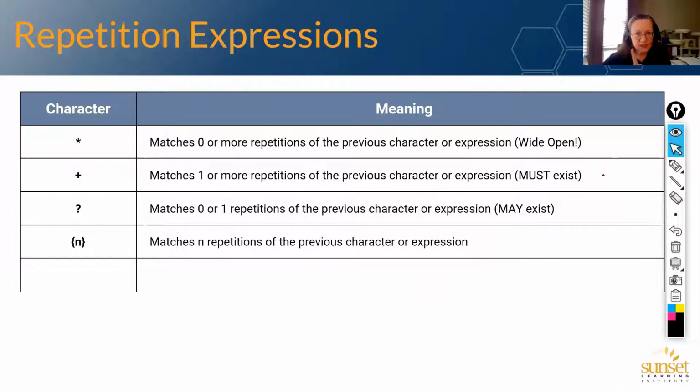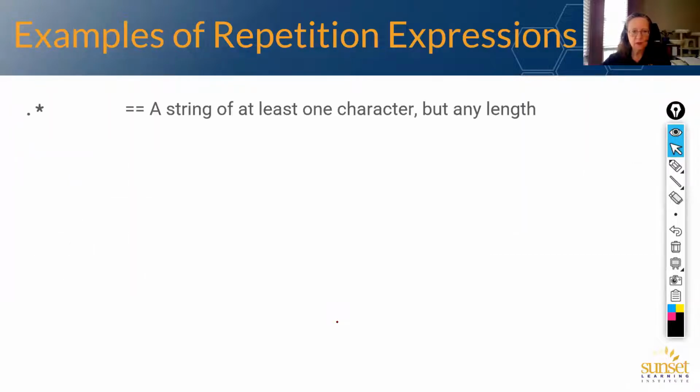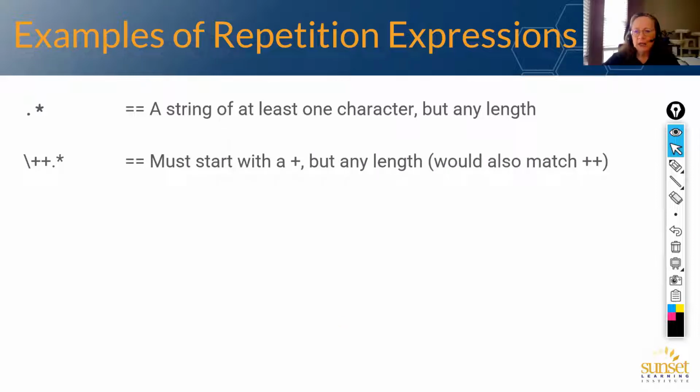But there's a way you can expand on the curly brackets, and that's to have a range. Matches between n and m repetitions. So n comma m here, what we're talking about is like 1 through 3 or 4 through 6, this many of the previous. And examples, again, dot star, any length. Let's parse this one. First of all, I've got \+. So this is going to be the first character.